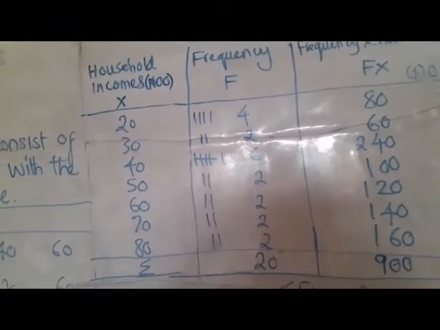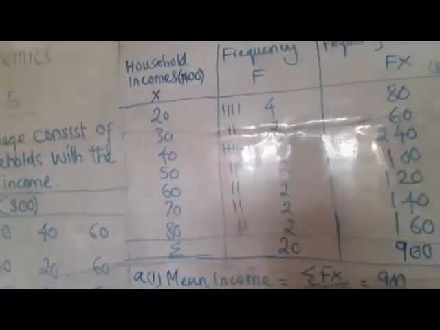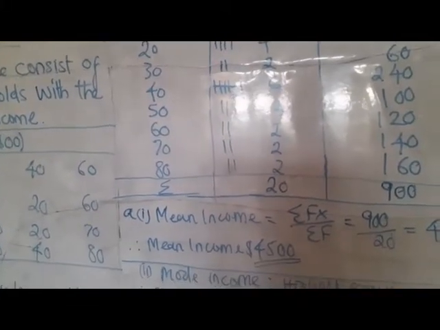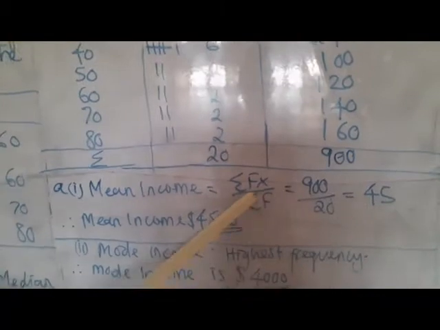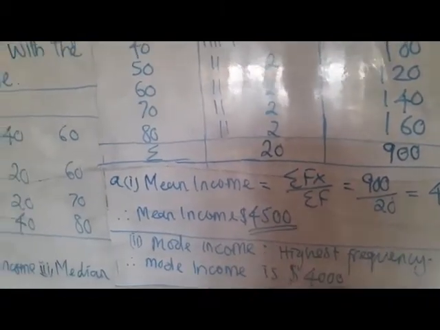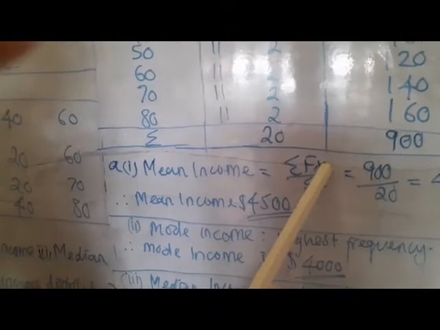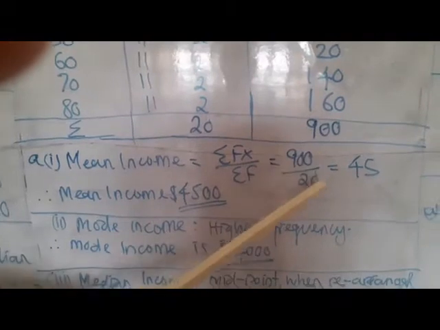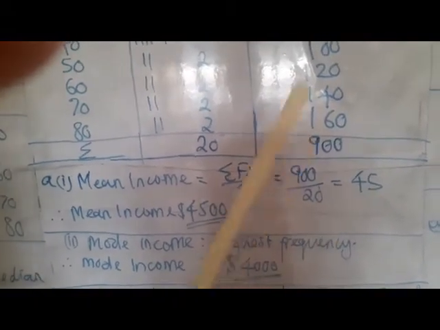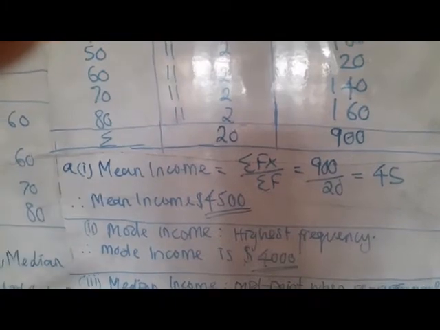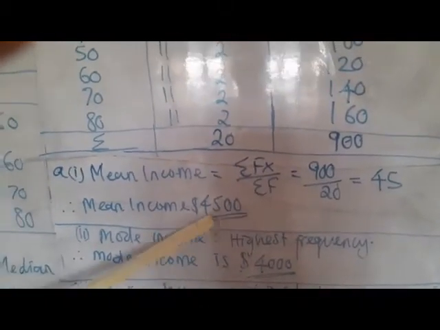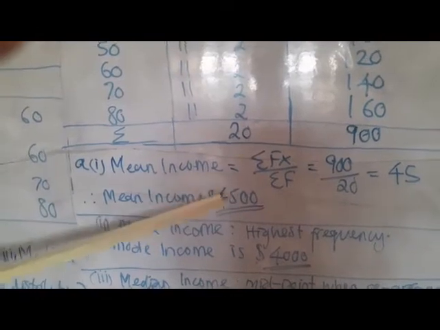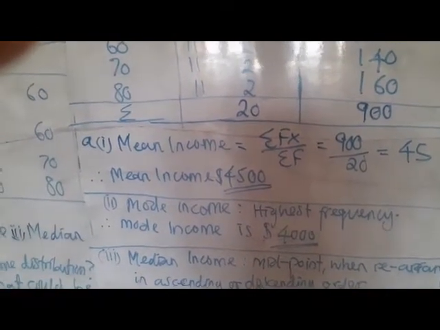Now, let's see the mean. The formula for the mean is very important. You memorize the formula for the mean, which is the sum of fx over the sum of f. From our table here, the sum of fx is 900, while the sum of f is 20. Therefore, your mean income is 900 divided by 20, which is 45. You can't represent 45 as your mean income because the data is in hundreds, so you need to add the 2 zeros to the 45. When you add 2 zeros to 45, you have $4,500.